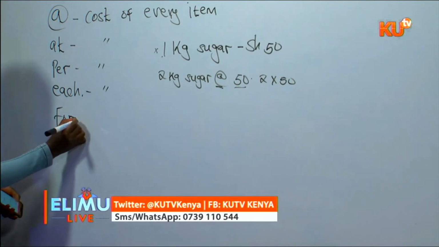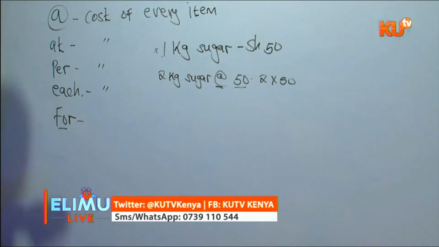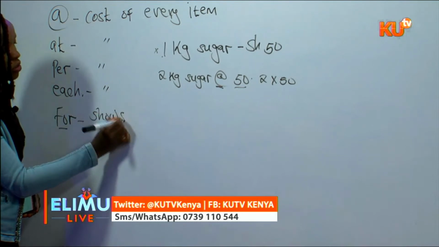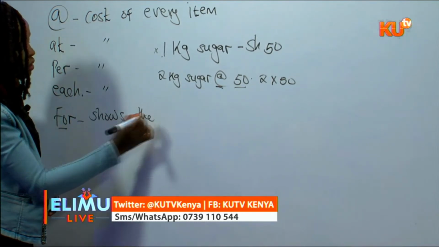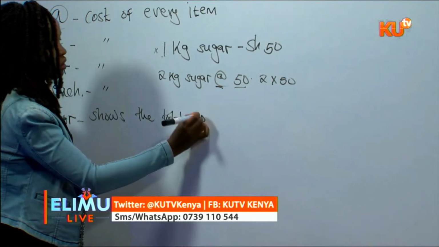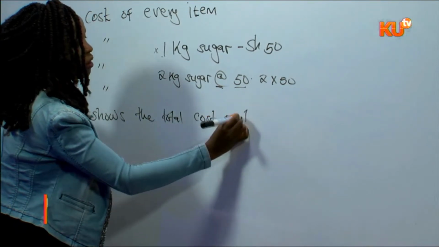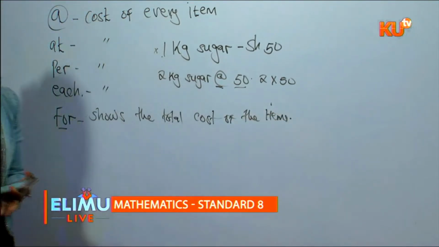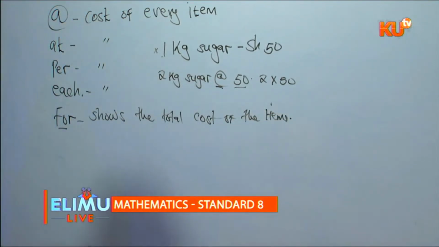Then we have another sign that they use. We have the word for. For shows the total cost of the items. So that means you're not required to multiply, you're not required to calculate. They have already given you the cost of all the items.